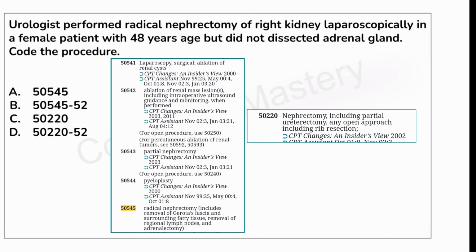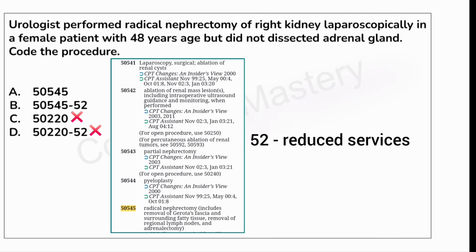The correct code is 50545, because it is for laparoscopy, surgical. In the question, they have given laparoscopy, and it is for radical nephrectomy. They have mentioned radical nephrectomy, so we'll eliminate options C and D. Now we are left with options A and B.